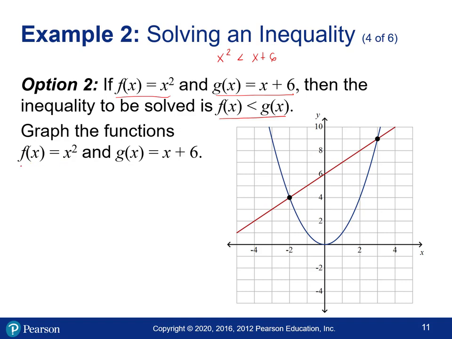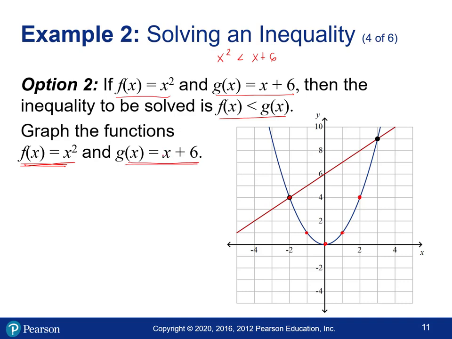Okay, so remember how this one looks. This is your standard parabola centered at the origin. So 0, 0, 1, 1, 2, 4, and then you mirror those points. Okay, so that's this one, f of x. And then this g of x, that's just a line. So that's the line x plus 6.